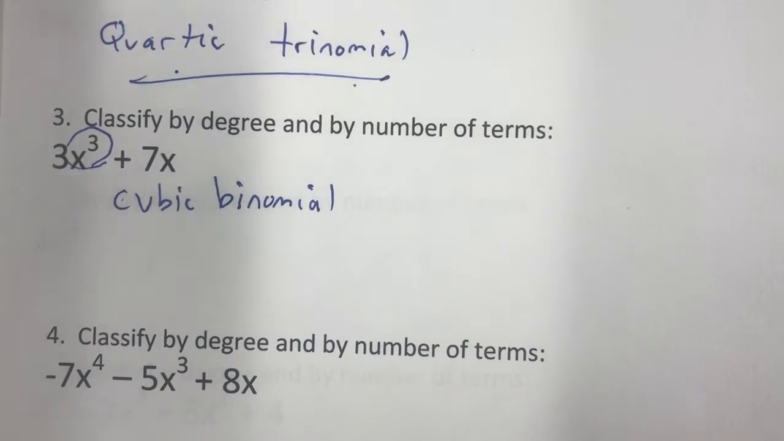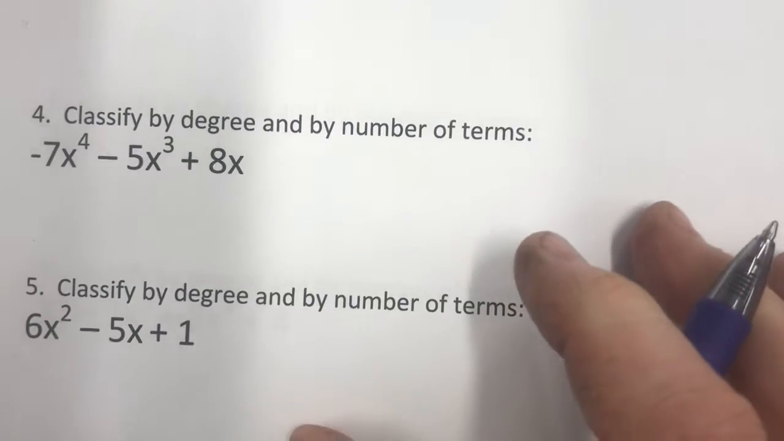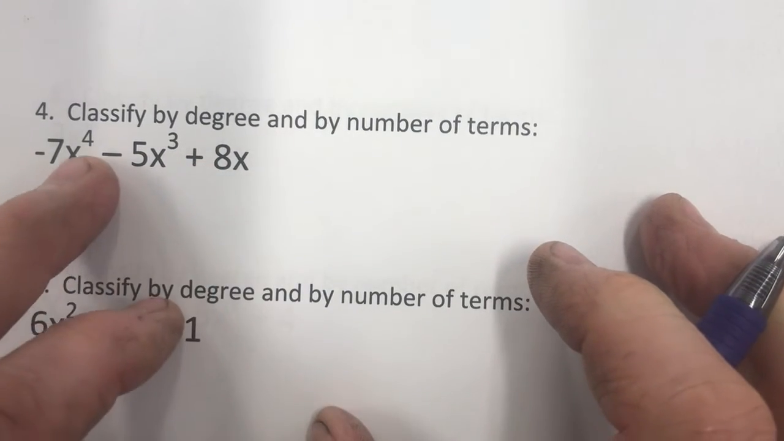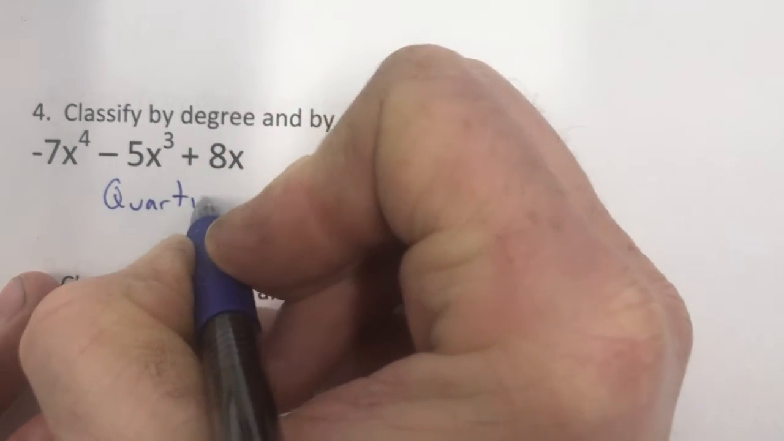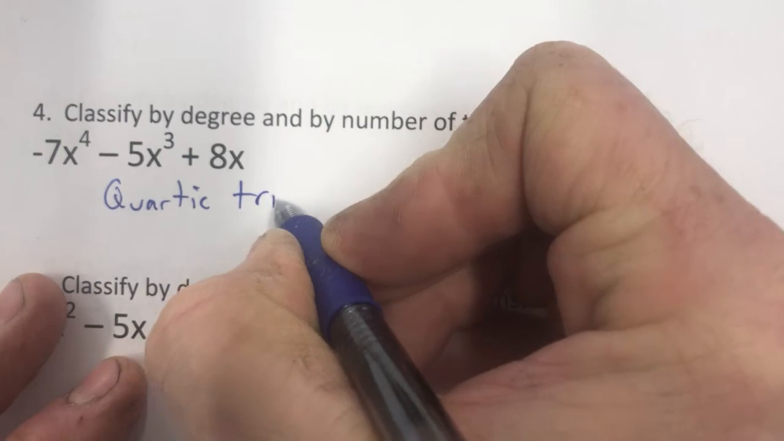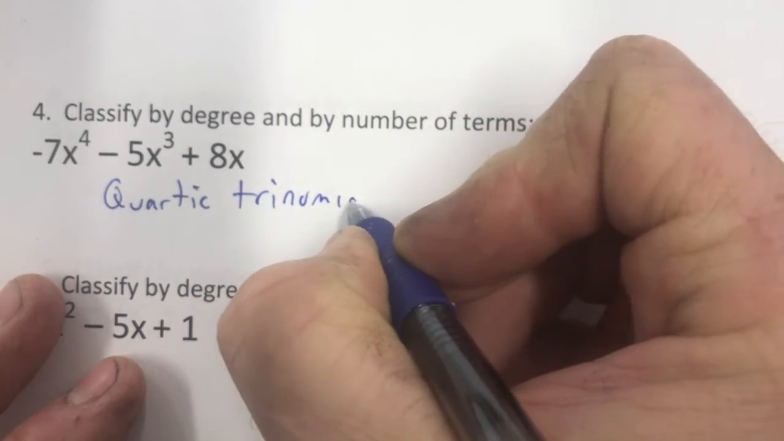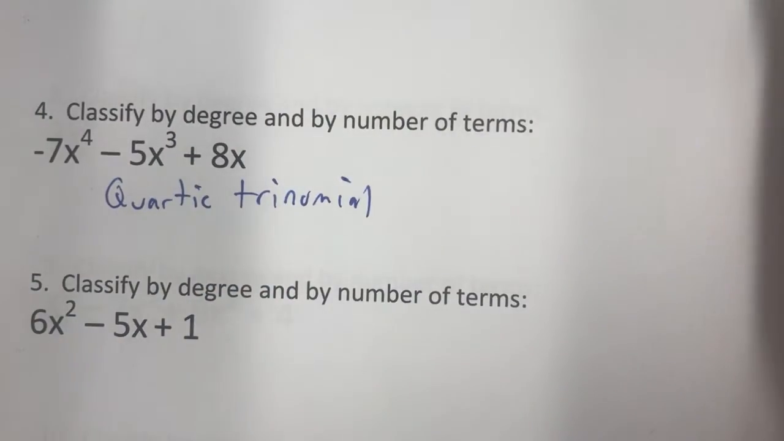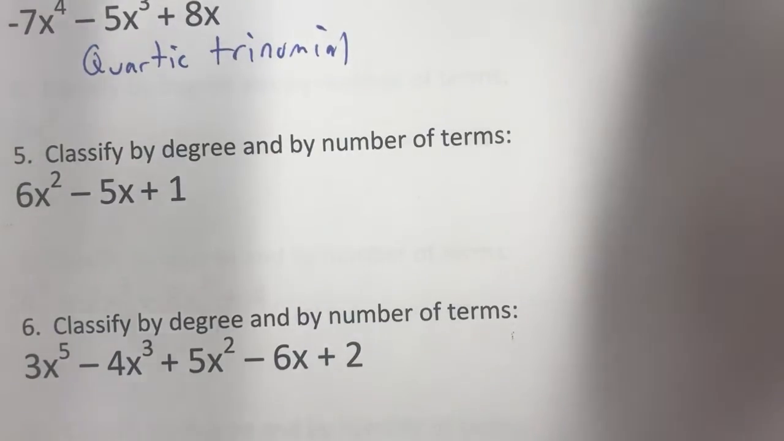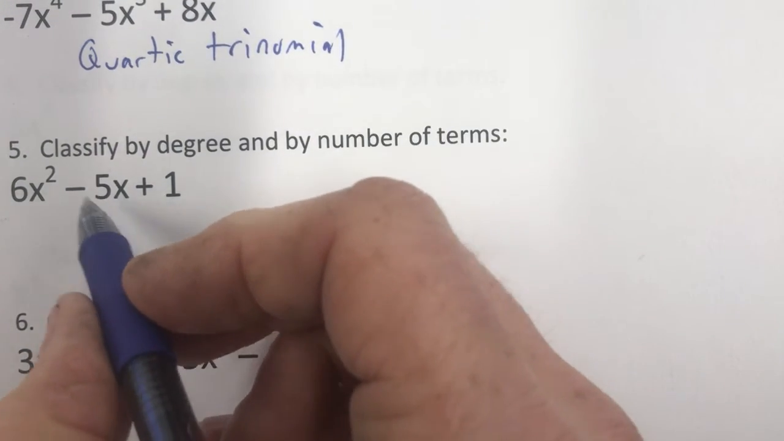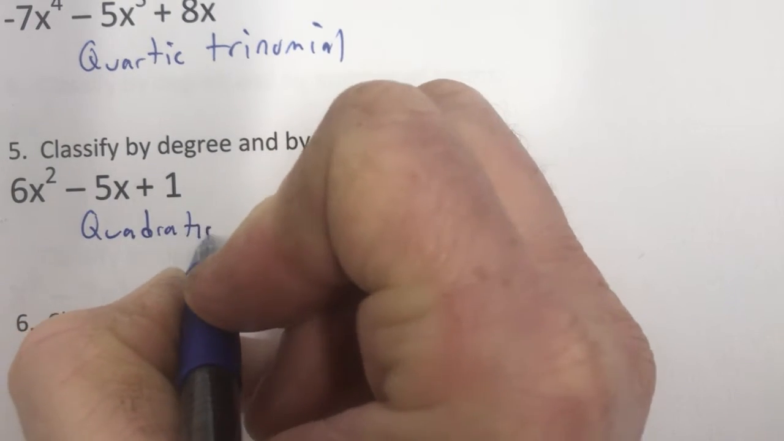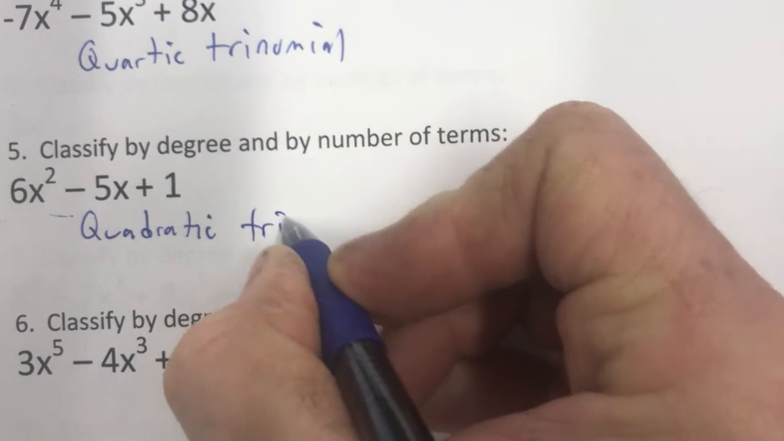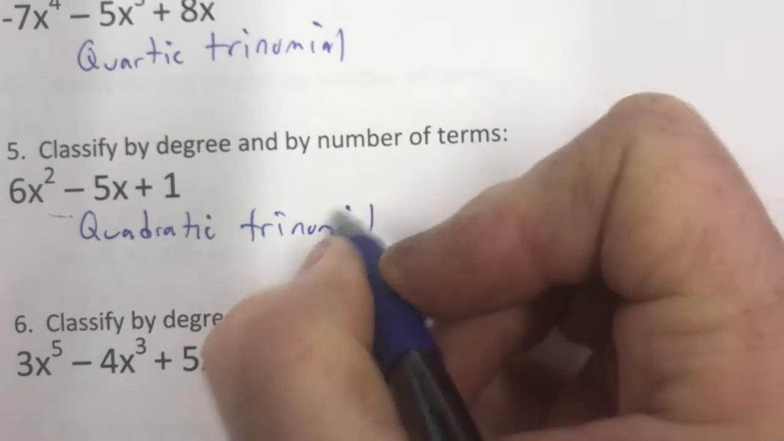All right. Number 4 here. You can see it's a trinomial. Highest power is 4. So it's a quartic trinomial. Okay. What about this one? Highest power is 2, so that's quadratic. And it has 3 terms. Quadratic trinomial.